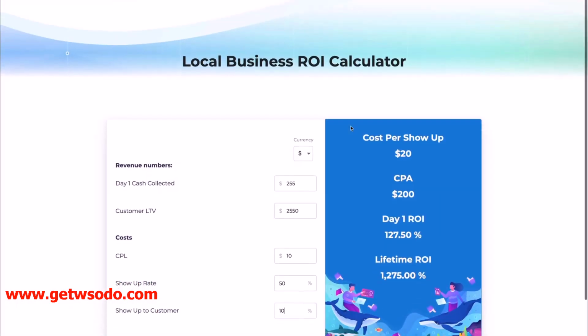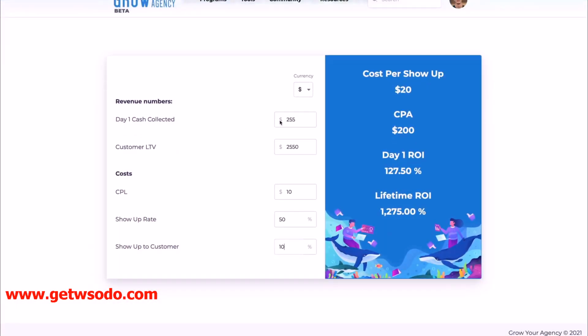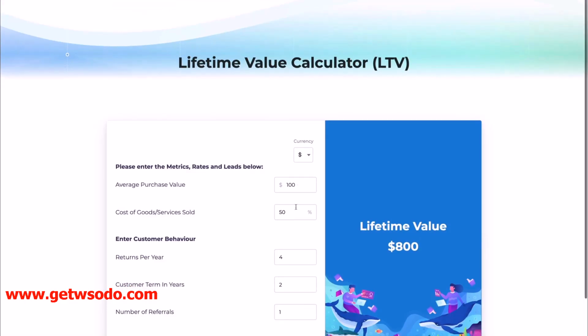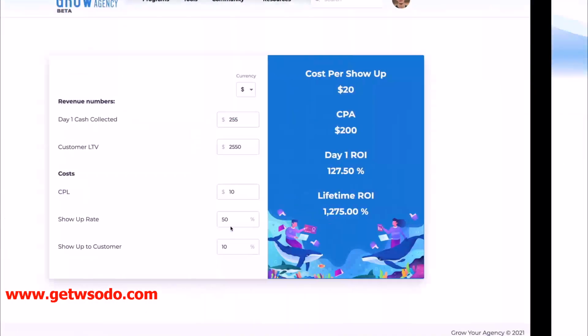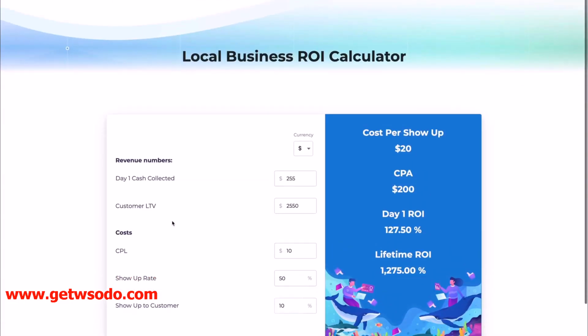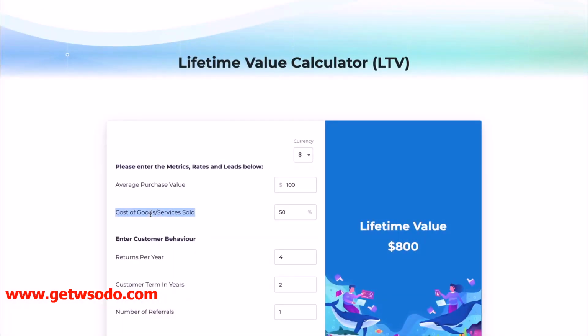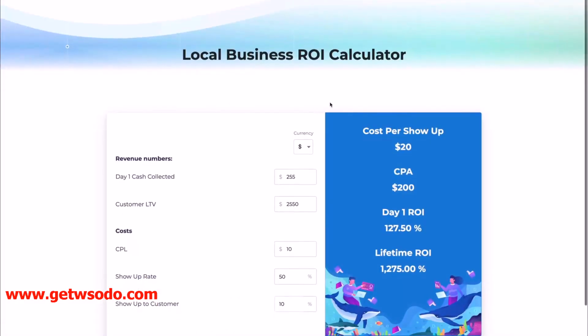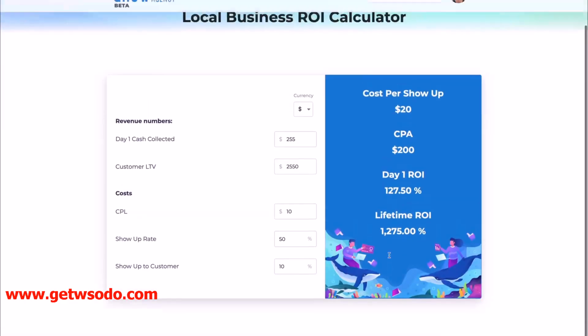So ladies and gents, right here, I have given you an example. We'll stick with that dentist. So you can see day 1 cash collected is 255. And by the way, you use the other calculator, this one, the lifetime value calculator, and you'll plug in your details all here, and it will give you the gross. By the way, this is after the cost of goods and services sold is taken into consideration. So this is really what they almost, I wouldn't say net, but pretty much gross margins.